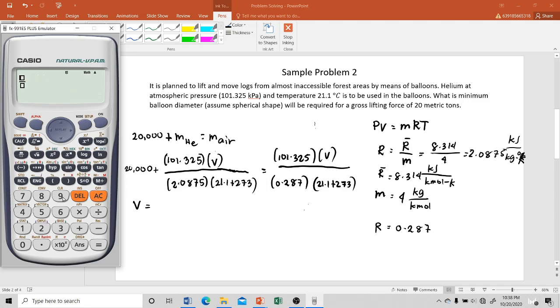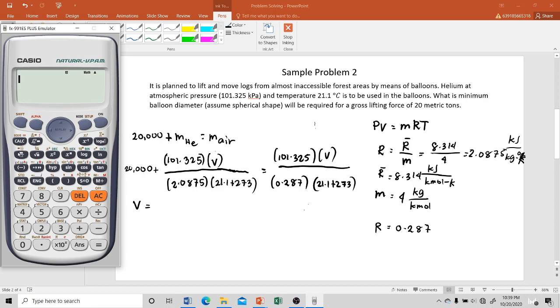sphere. So 20,000 alpha equals 101.325 over 2.0875 times 21.1 plus 273. Shift solve, store as A.